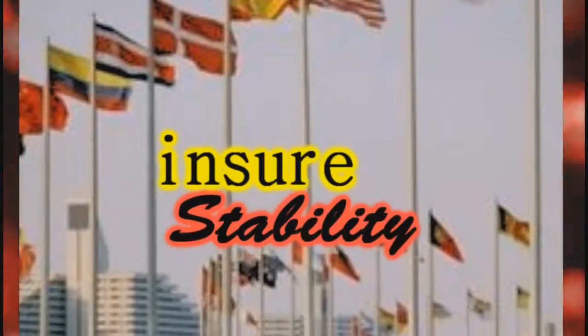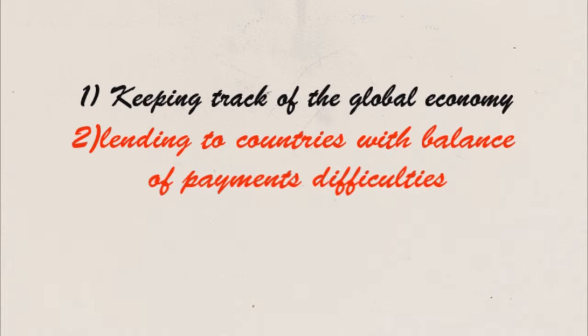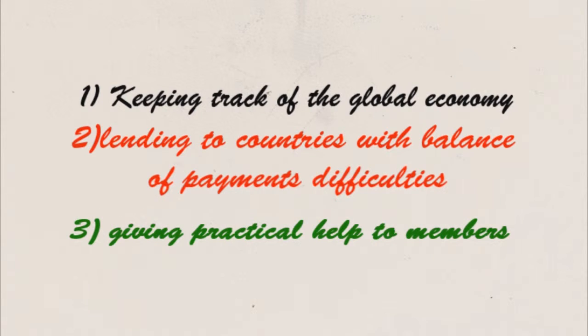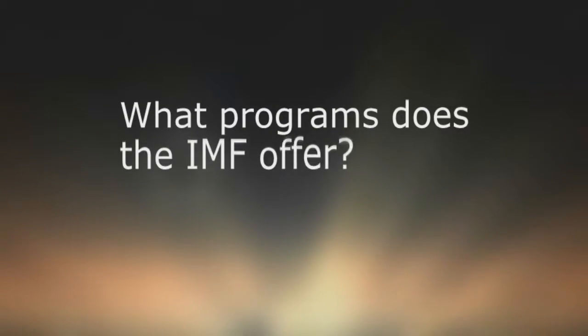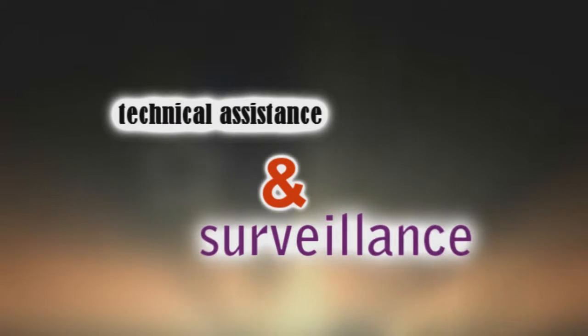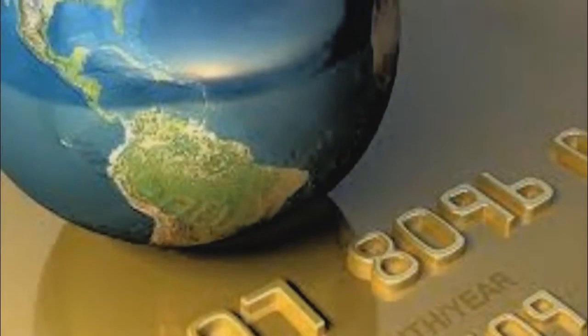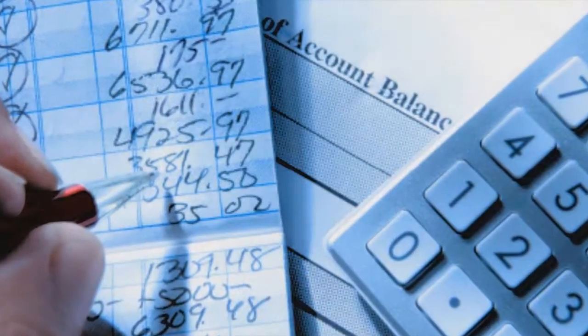The IMF's fundamental mission is to help ensure stability in the international system. It does so in three ways: keeping track of the global economy and the economies of member countries, lending to countries with balance of payments difficulties, and giving practical help to members. The International Monetary Fund offers money lending, technical assistance, and surveillance. A member country may apply for financial assistance if it has a balance of payments deficit which cannot be paid off.